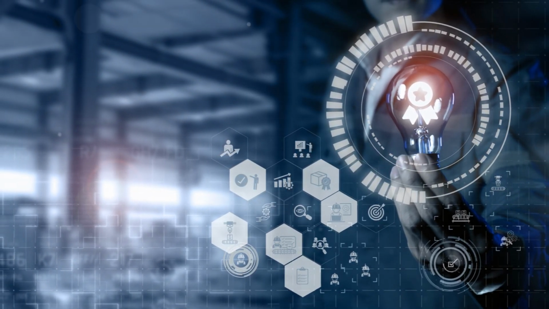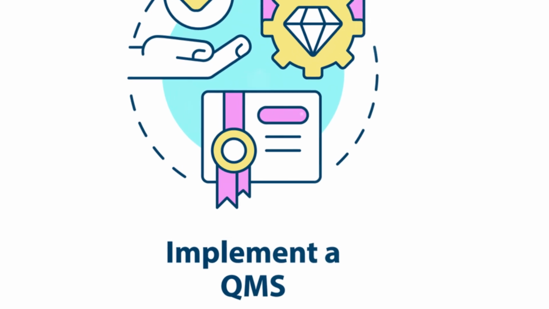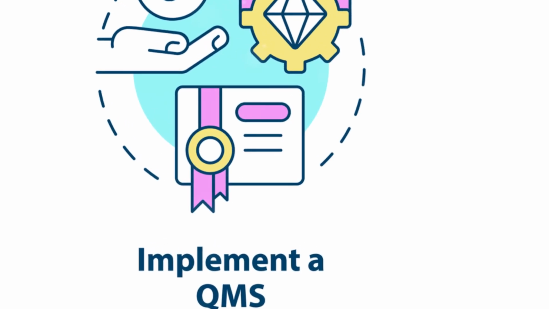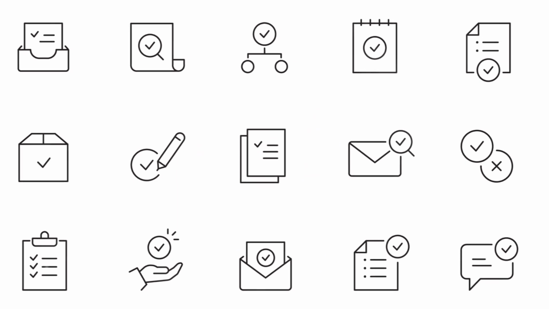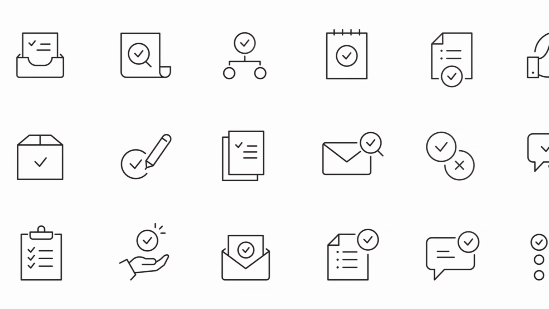To wrap up, remember these key points: continuous monitoring, a strong CAPA system, effective change management, and regular management reviews. These are the pillars of a robust pharmaceutical quality system.